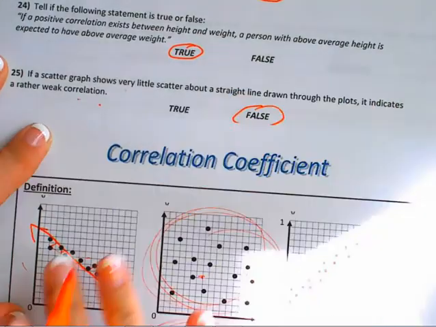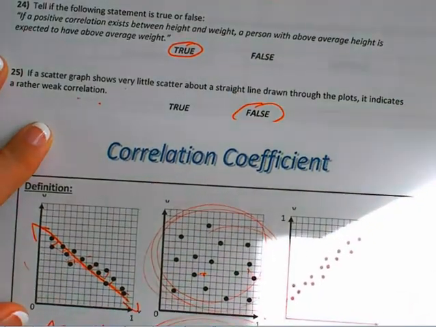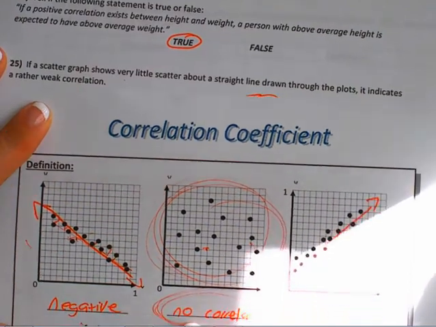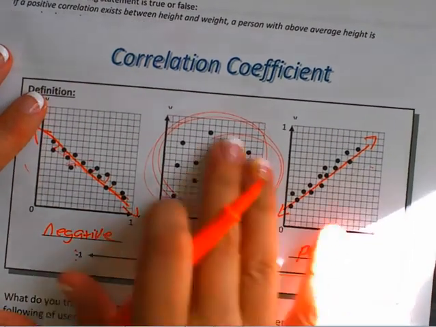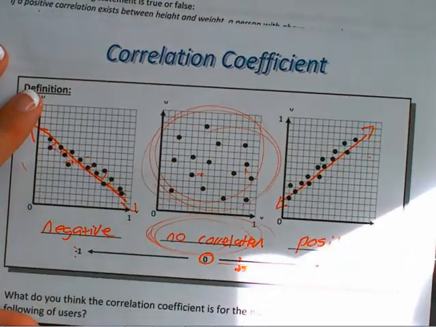So again, you have to remember what this looks like and think about this. I would even maybe draw this on your test here. If it has lots of scatter, there's no correlation.